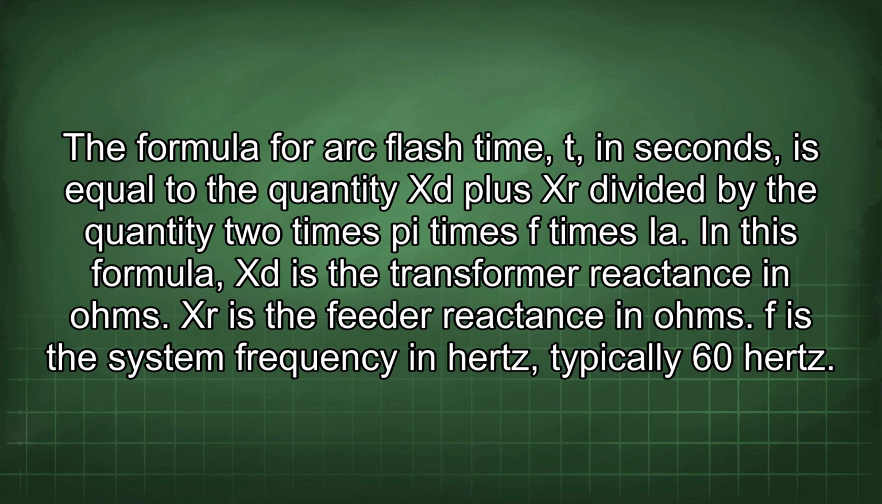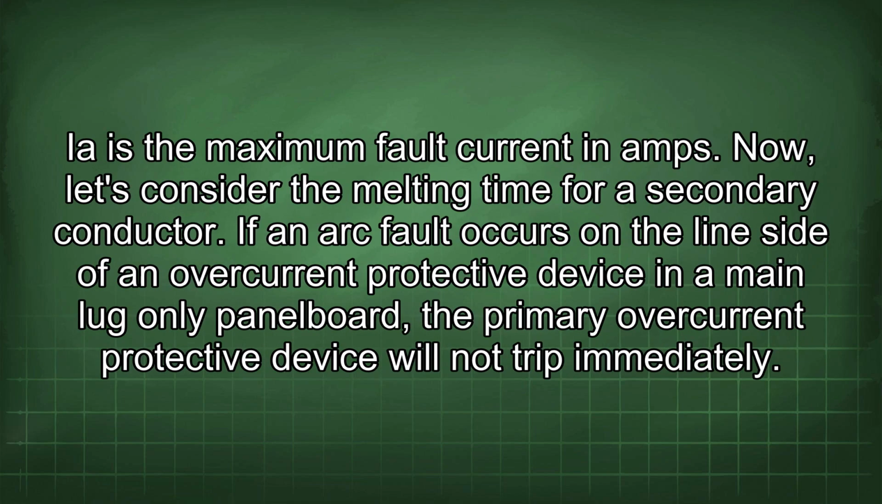In this formula, Xt is the transformer reactance in ohms. Xr is the feeder reactance in ohms. F is the system frequency in hertz, typically 60 Hz. I is the maximum fault current in amps.